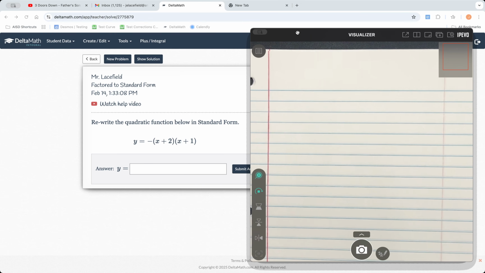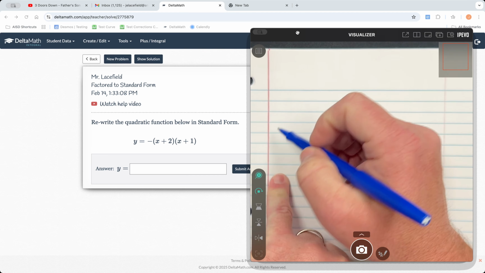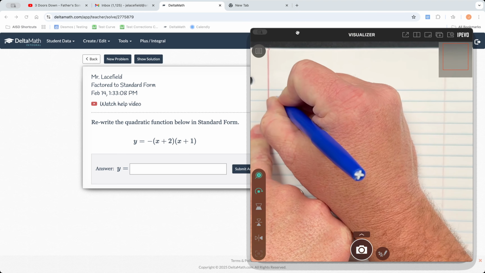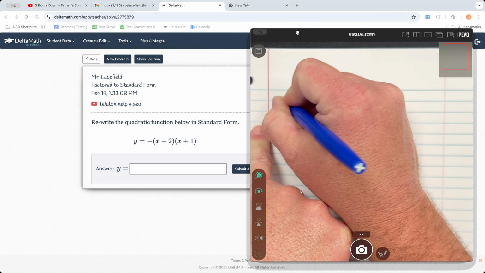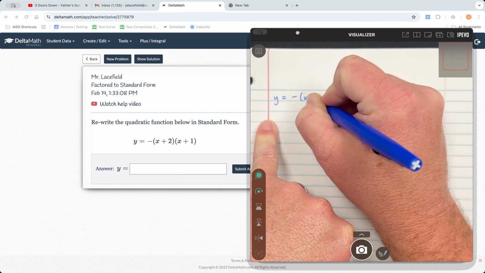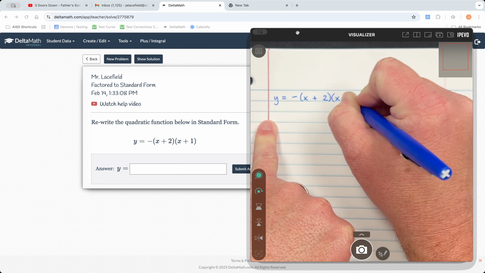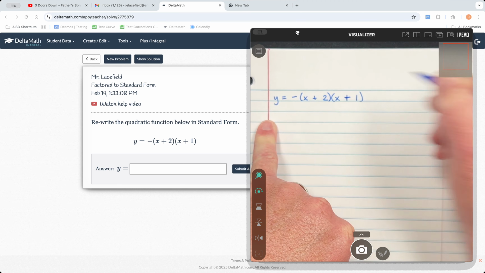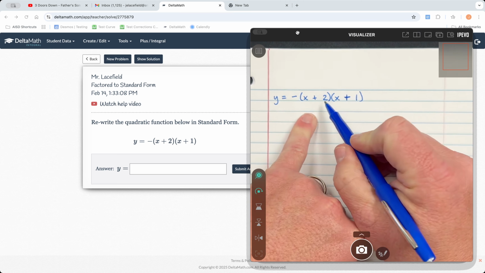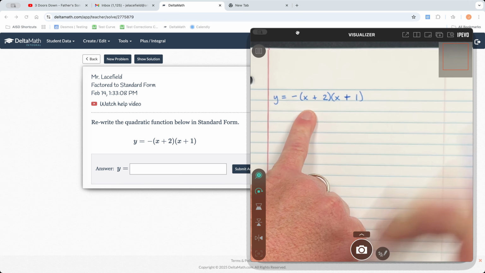Okay, in this video, we're going to be rewriting quadratic functions that are in factored form into standard form. Factored form will always have two sets of factors. Here we have the equation y is equal to negative (x plus 2) times (x plus 1). This is called factored form because we have our two factors, x plus 2 and x plus 1. Those are our linear factors.